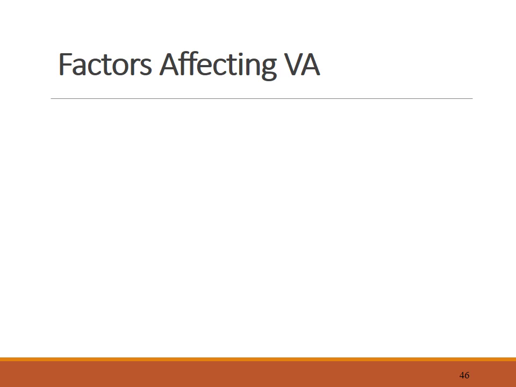What are the factors affecting VA? The first one is contrast, where lower contrast will reduce the visual acuity. Another factor is luminance, which also affects the visual acuity. Another factor is blur, which is the opposite of emmetropia. It can be caused by either myopia, hyperopia, or astigmatism.